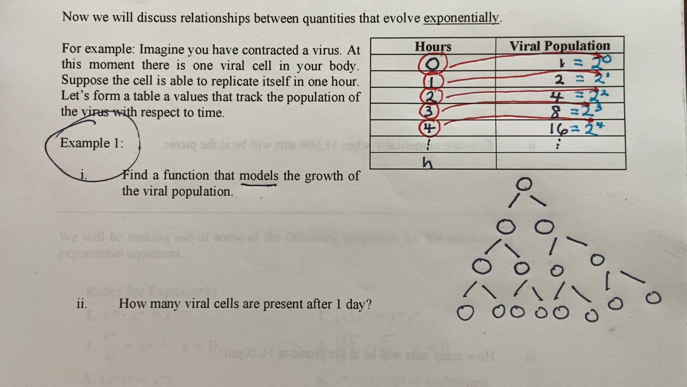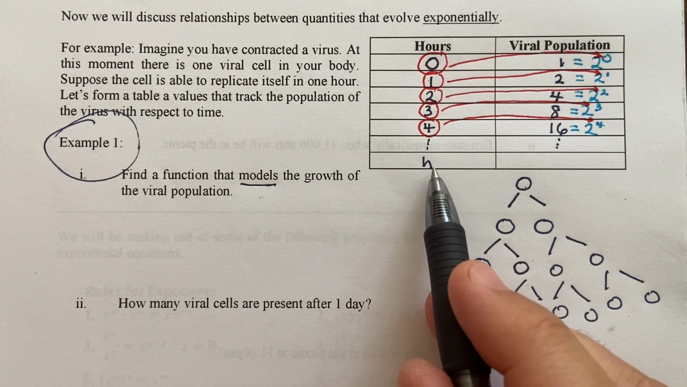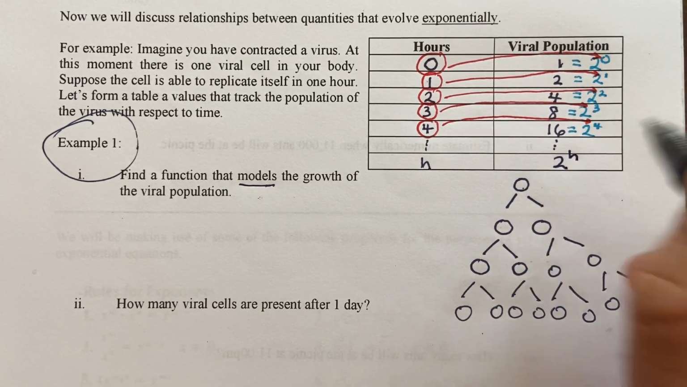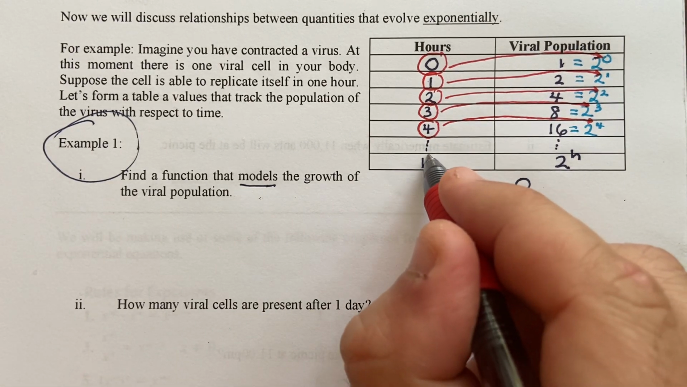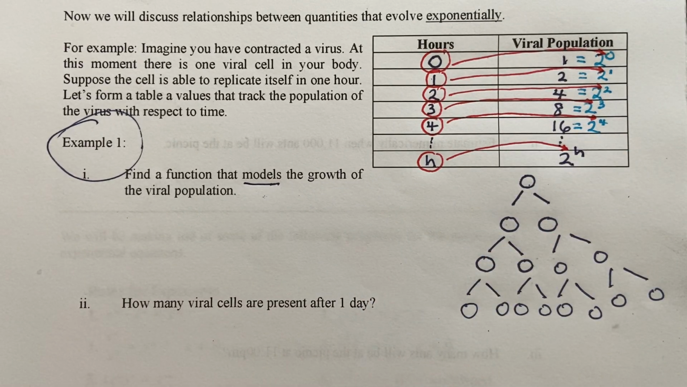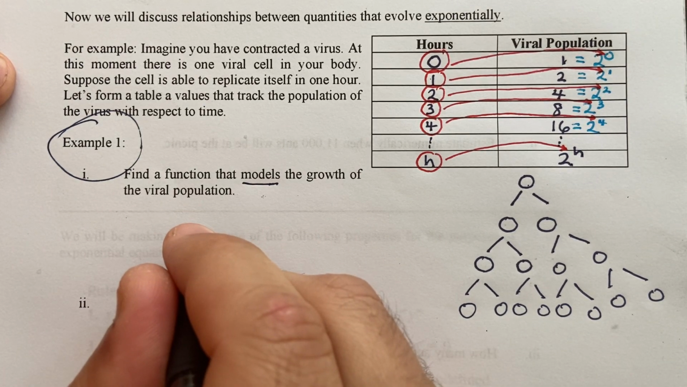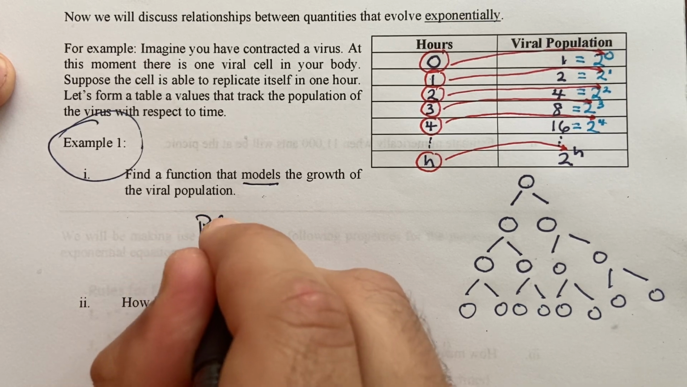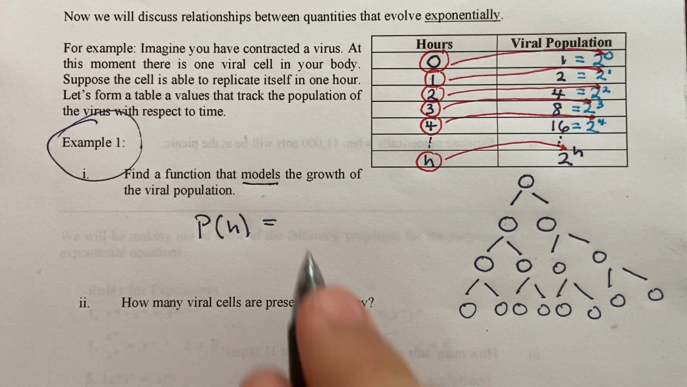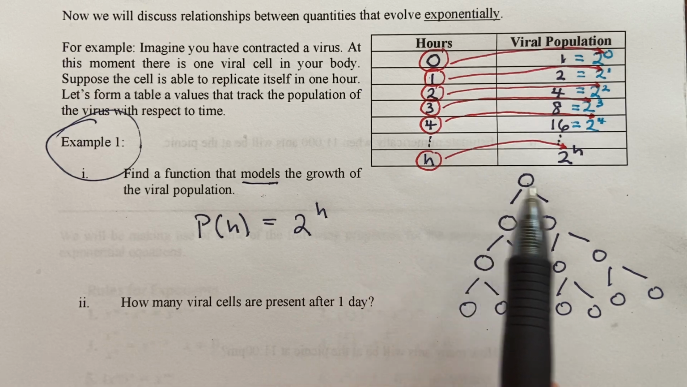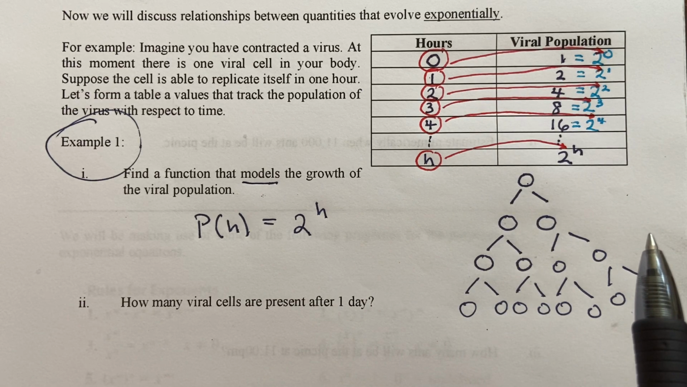So if I want to say just after some H hours, the model would be 2 raised to the H, right? There's no indication that I should deviate from this pattern. So the model, maybe I'll call it the population as a function of H, something like that, would be 2 to the H. All right, and I developed this table to be able to see that.